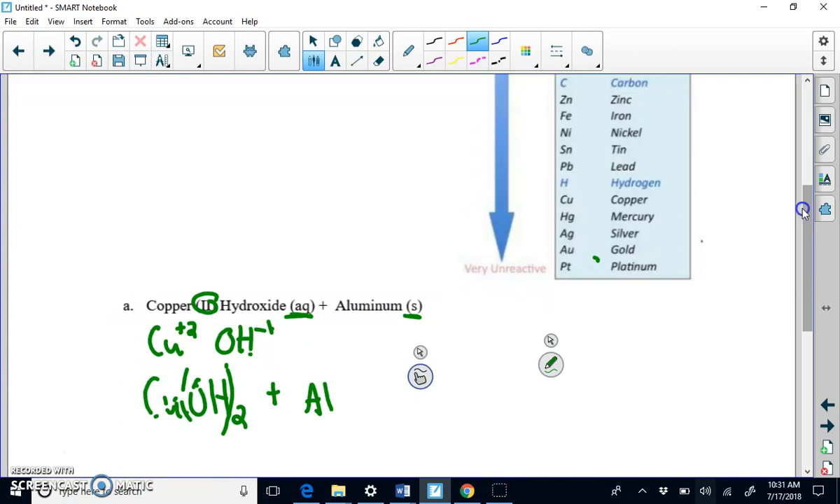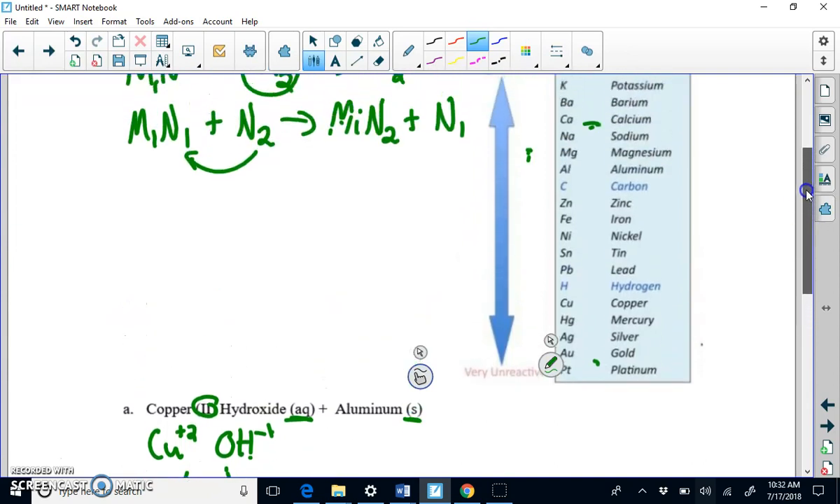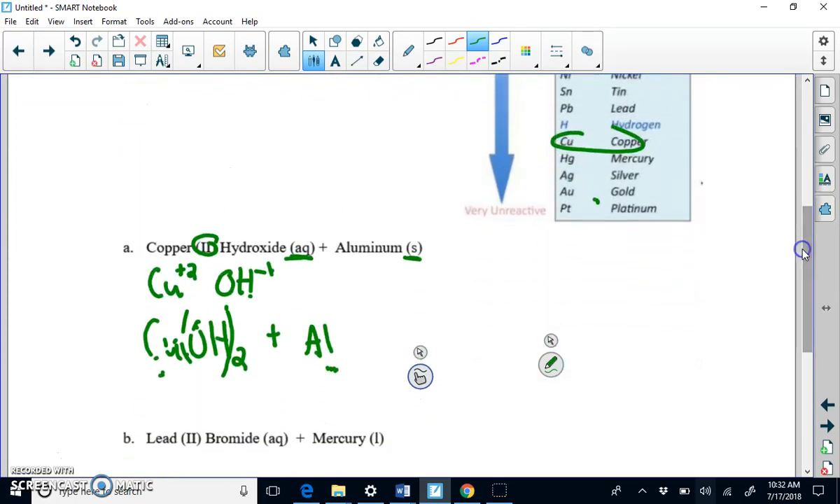So now we have to see here if aluminum can take out copper. So let's look at our table up here. The question is, is aluminum more reactive than copper? Well, here's aluminum, and here's copper, so aluminum's higher, so that means it's more reactive, so it can. So then the first thing we do is we kick it out.